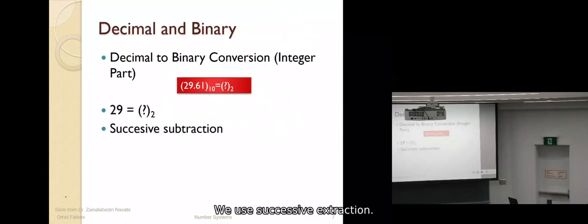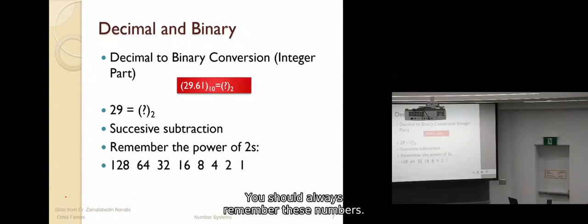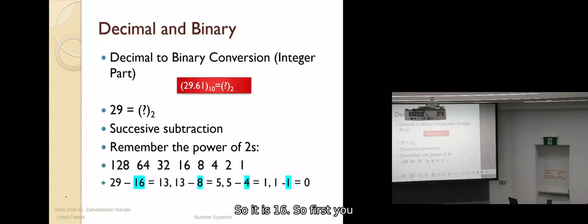We use successive subtraction. The first binary number that you could see which is less than 29 is what? The binary numbers: 1, 2, 4, 8, 16, 32, 64. Which one is the closest to 29? 16, exactly. You should always remember these numbers. So first, you have 29, and you know 16 is there. So you subtract it, you have 13.